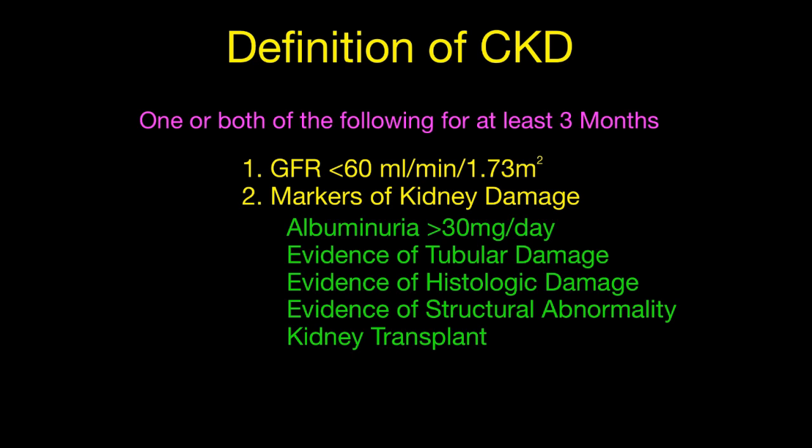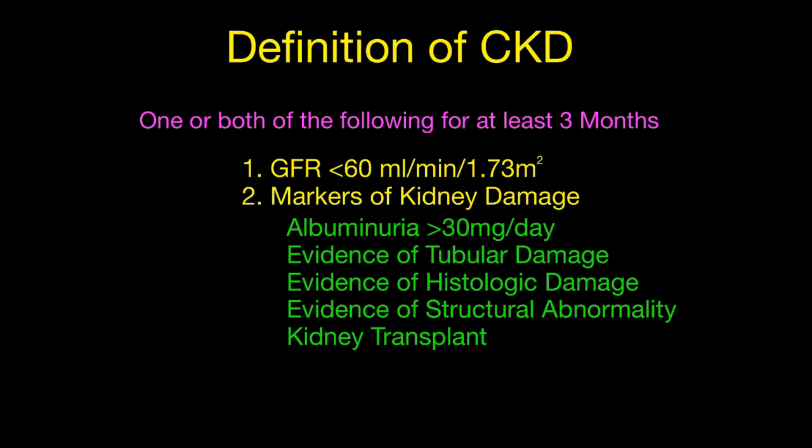This is the definition as proposed by KDIGO, an international set of guidelines. Basically, you have to have one or both of these for a period of 3 months. If your GFR is less than 60 for at least 3 months, you meet the definition of CKD. Or if your GFR is above 60, perhaps even 90 or 120, but you have markers of kidney damage. Here are some of the markers of kidney damage.